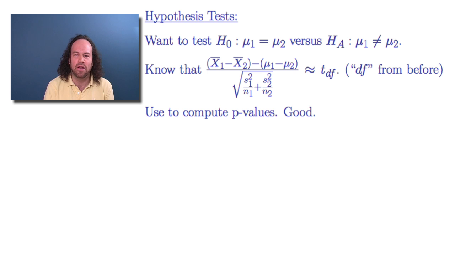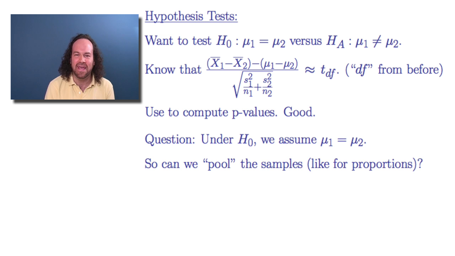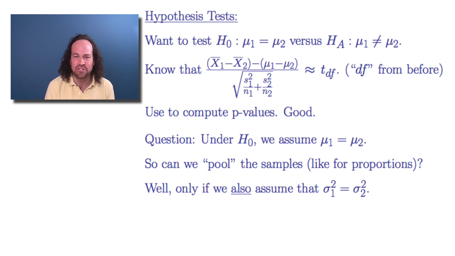Now, one thing you might wonder, if you remember what we did with proportions, we said that under the null hypothesis, we were assuming the two p's were equal, so we could pool our estimate and get a single pooled estimate for p hat. Well, in this case, you might wonder, under the null hypothesis, can we again pool things together? Well, the answer is no, unless we also assume that the two samples have the same variance. If they have different variances, then even if they do have the same mean under the null hypothesis, we can't pool them. So for now, we won't do any pooling, but at the end of this lecture, we'll consider the possibility of pooling if we assume the variances are equal.